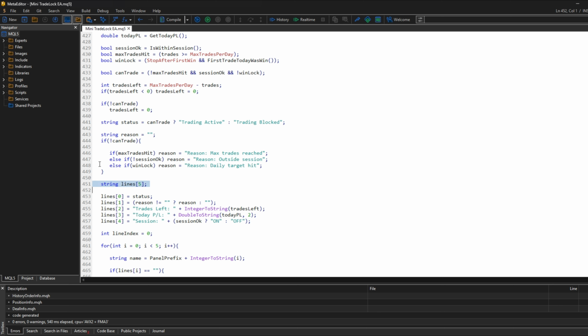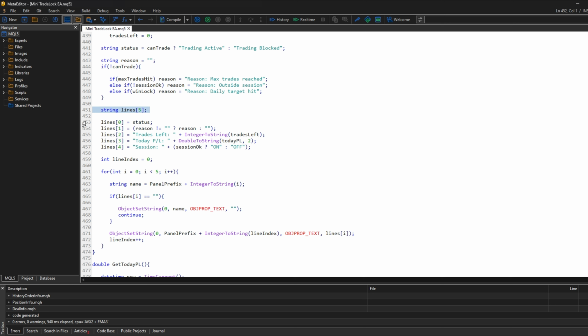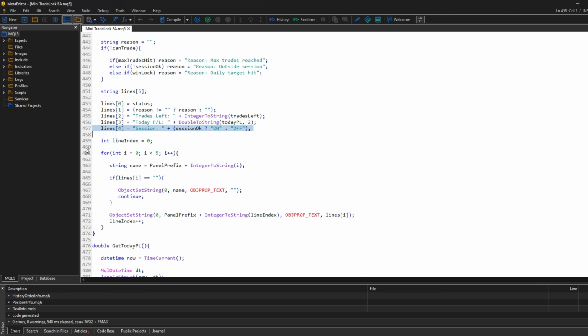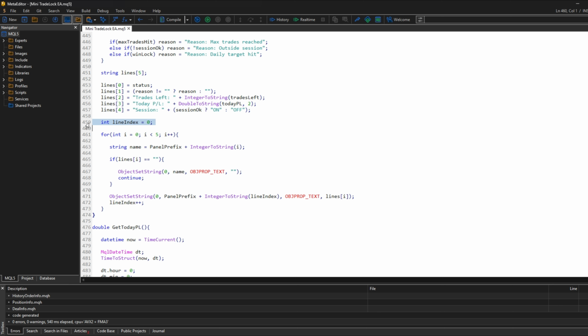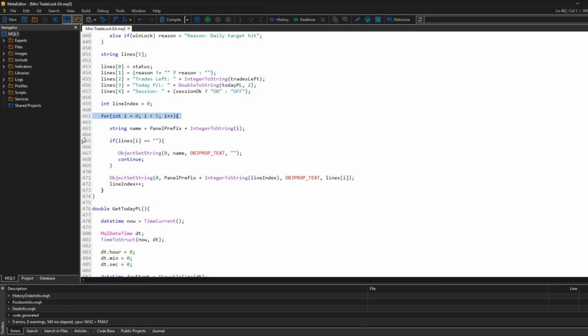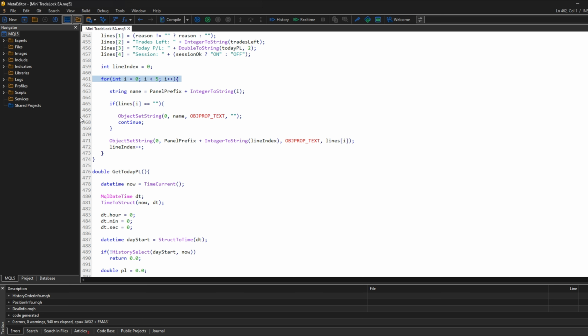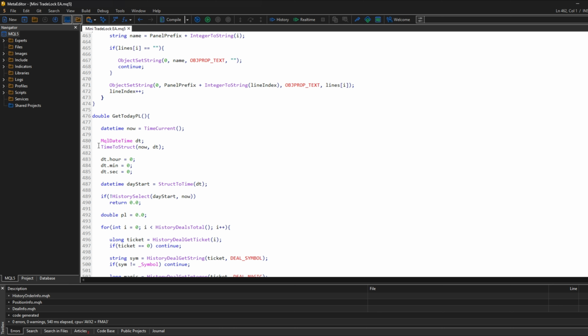Then we create the 5 panel lines. Line 1 is the status, line 2 is the reason, but only if there is a reason. Line 3 is trades left, line 4 is today's profit or loss, and line 5 shows whether the session is on or off. Then we loop through those lines, and if a line is empty, we clear that label and we skip it. If it has text, we place it into the next available label on the chart, and that's what prevents the panel from showing a blank label line when there is no reason to display it.